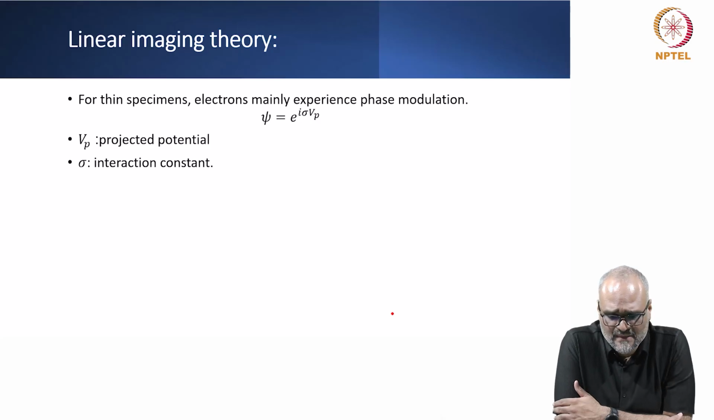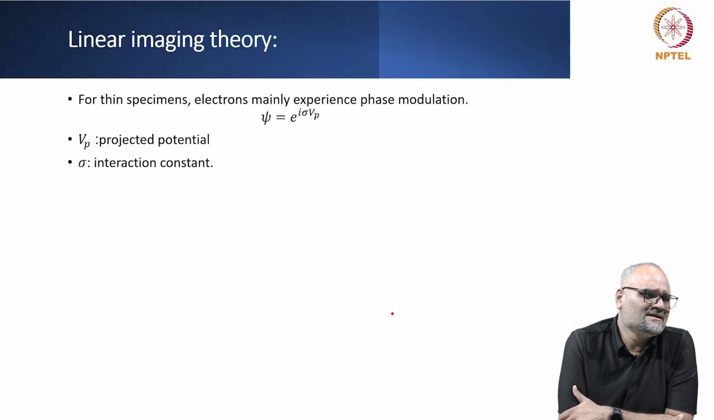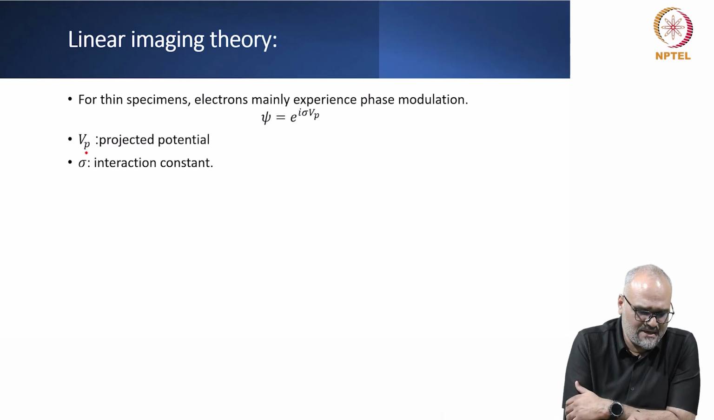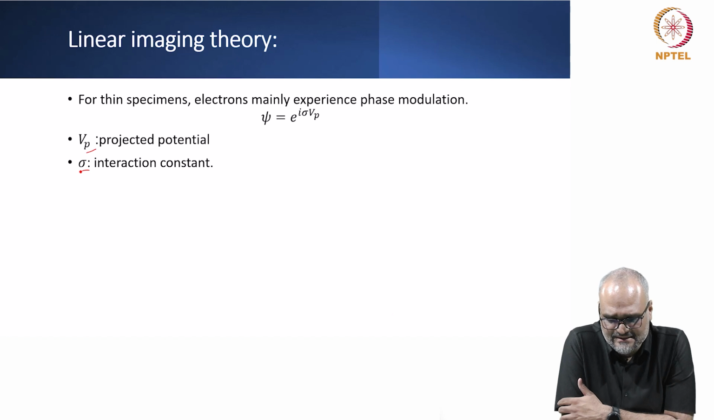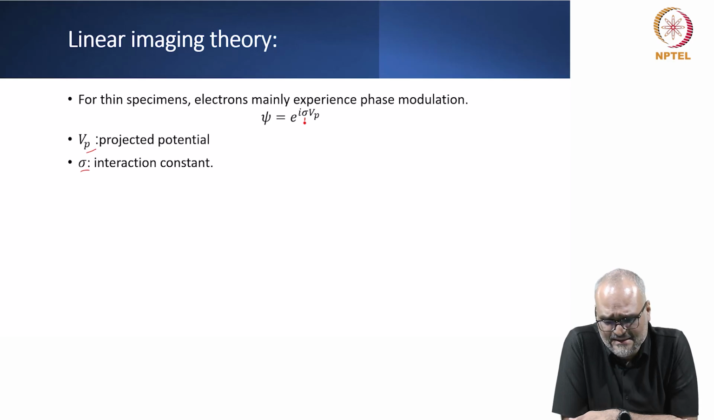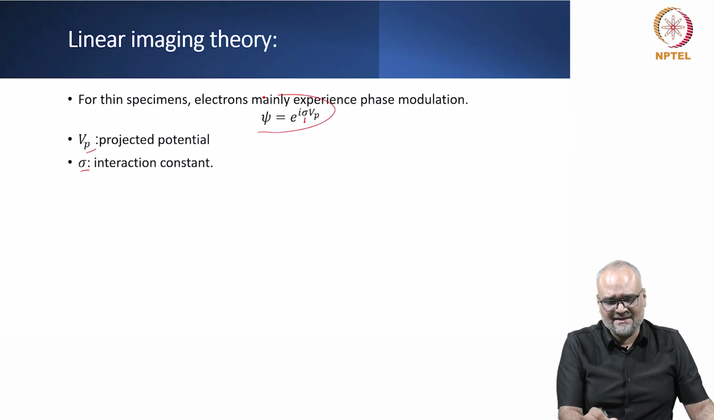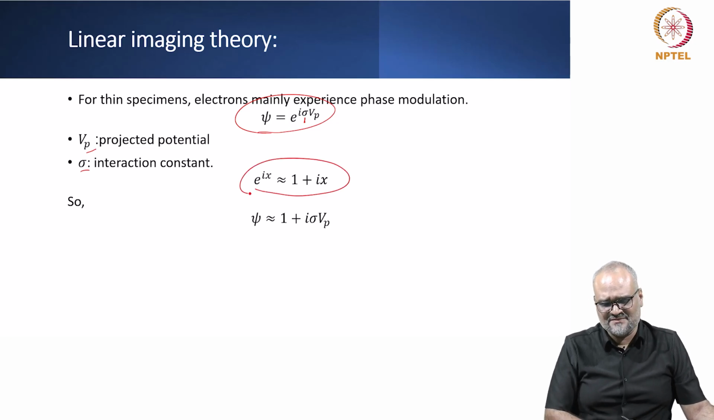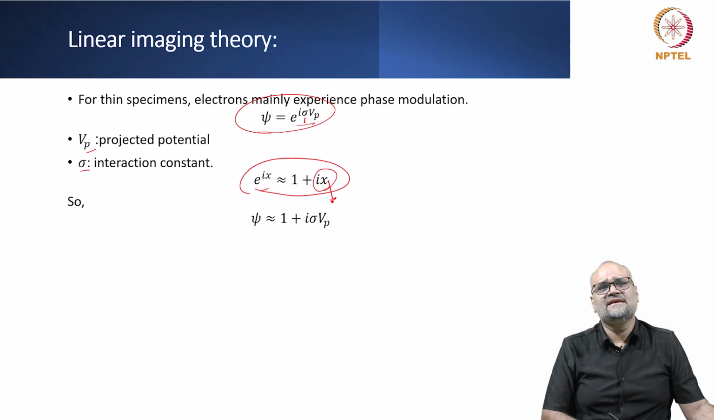So mainly the phase modulation caused by the aberrations from the objective lens results in the fringe patterns that you are getting. If I take the projected potential as Vp and I have the interaction constant, we'll look at how this interaction constant looks in some of the later slides. You can expand this complex number by taking a linear expansion. So if this has the notation e to the ix, I can simply write it as 1 plus ix, and this becomes the imaginary part.